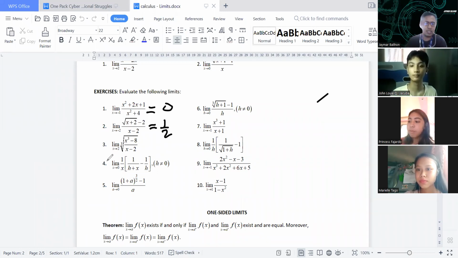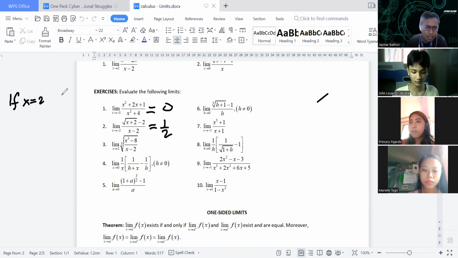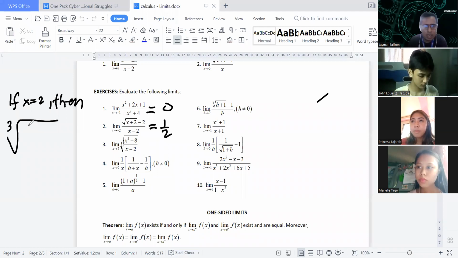Okay. Let us try problem number 3. In number 3, we have the limit of the cube root of x cubed minus 8 all over x minus 2 as x approaches 2. So let us try if x is equal to 2. It will now be the cube root of 2 cubed minus 8 all over 2 minus 2.